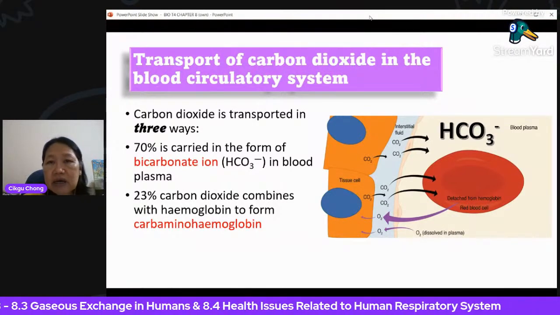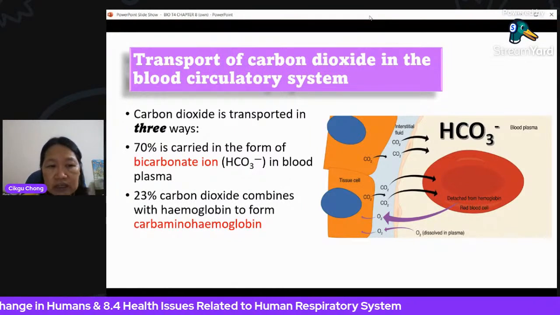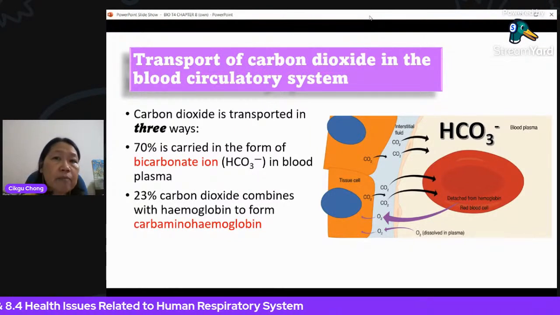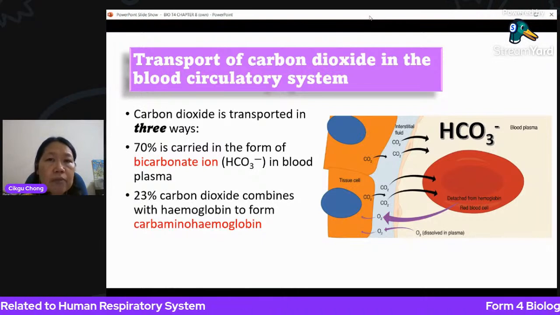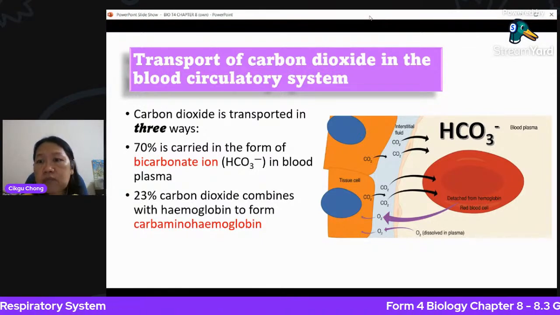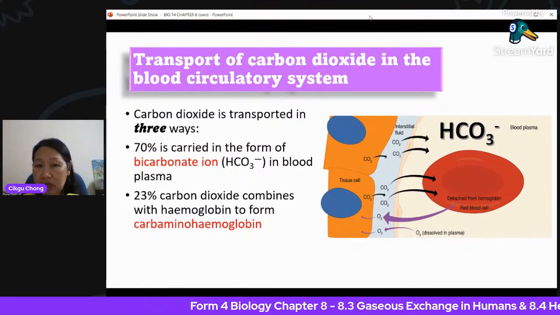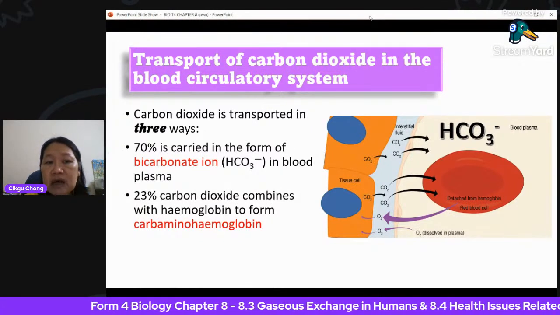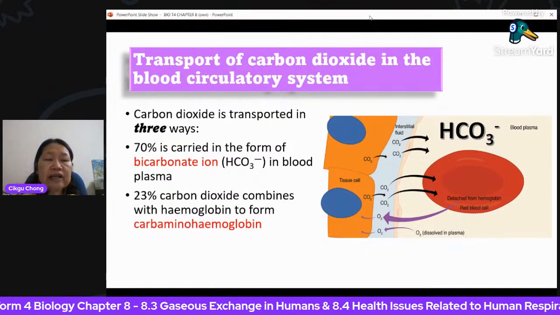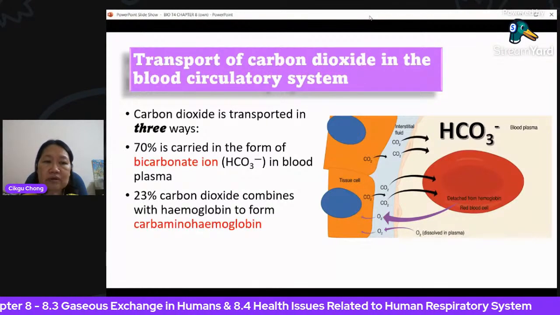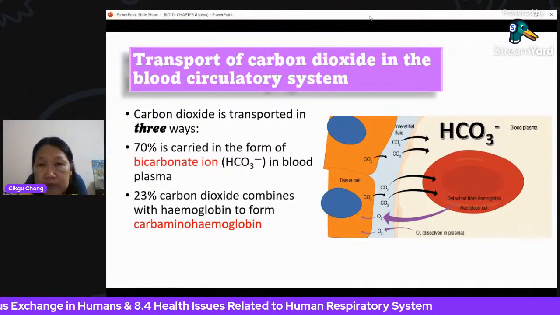So don't make the mistake. I know a lot of people get confused. Instead of writing carbaminohaemoglobin, they write carboxyhemoglobin. That's wrong. Carboxyhemoglobin is formed when carbon monoxide combines with hemoglobin. But if carbon dioxide combines with hemoglobin, you get carbaminohaemoglobin. Okay, this is the lesser part, 23%.